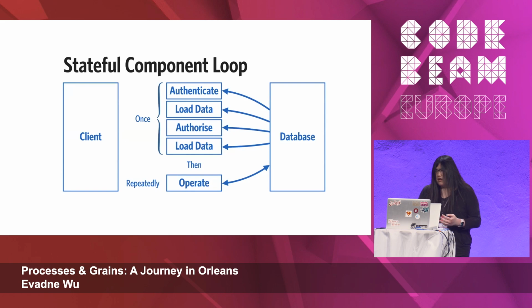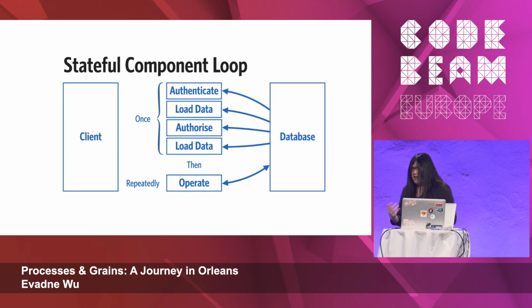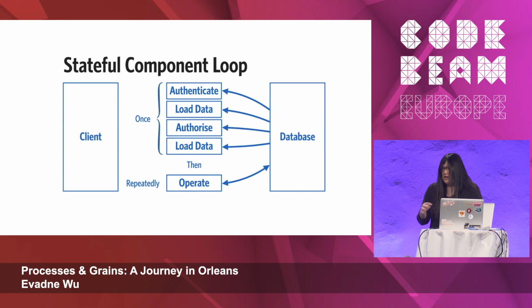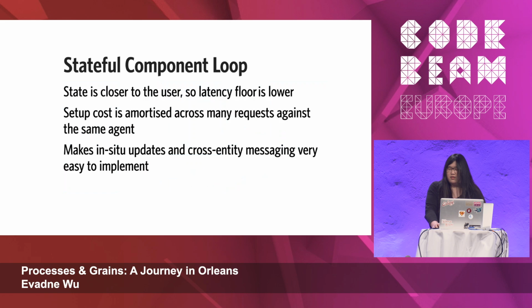So obviously, Phoenix LiveView has been around for a while. And what LiveView basically allows you to do at the Phoenix level is you collect certain operations that don't need to happen a lot of times, and you try to minimize your overhead. So in this case, state is closer to the user, and you can essentially amortize the setup cost.